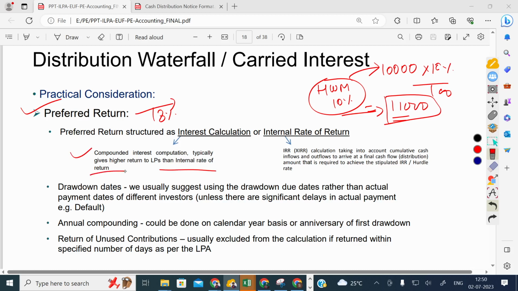Internal rate of return calculation takes into account cumulative cash inflows and outflows to arrive at a final cash flow distribution amount that is required to achieve the stipulated internal rate of return and hurdle rate. So here there are two ways preferred return can be calculated. One depends on the interest payment, let's say 8%, 9%, 6%. And another depends on the cash that the fund received. On the basis of that, the fund can calculate the IRR. We'll discuss the IRR calculation in the next session, as the calculation part is still pending.